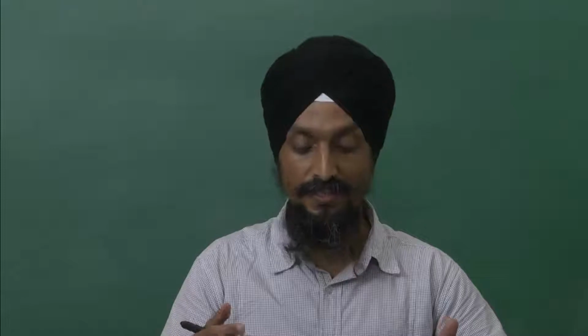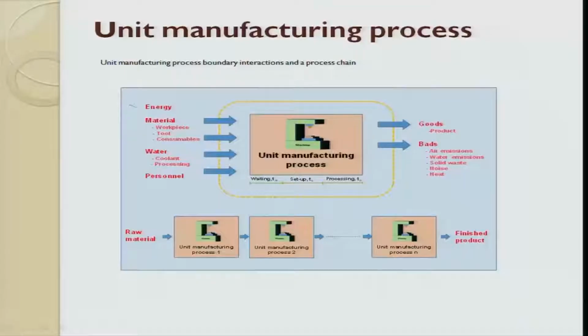Now, in this case, the input is energy, material, water, and human resource. The personnel or the operator, a skilled operator has to be there to work on this one. And the outputs are goods and bads. I have put the word bads here because air emissions, water emissions, solid waste, noise, heat, all these are bad things which we do not require, but these cannot be eliminated. However, we can control this.